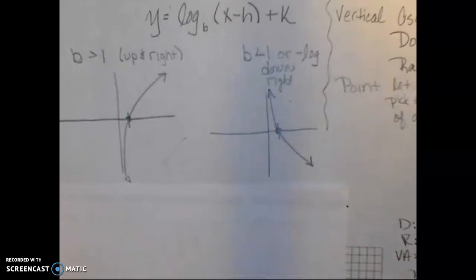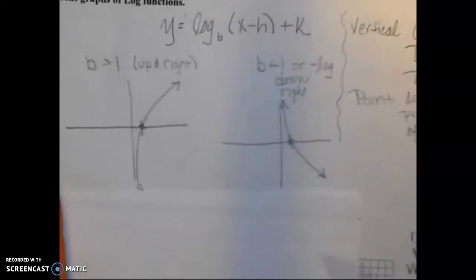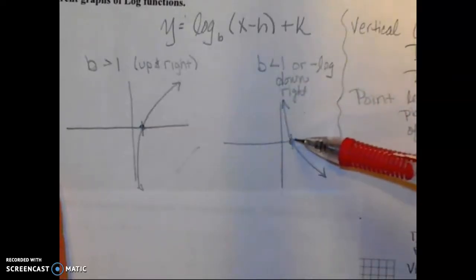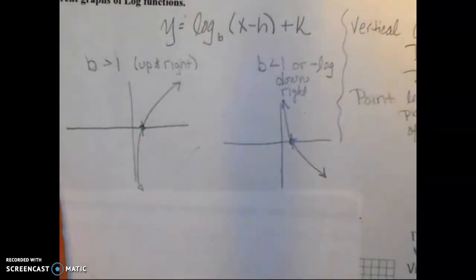For the other graphs, we're going to pick a point to the right of the asymptote. For the parent graphs, the asymptote is at 0, so you go 1 to the right. Once you've written everything down, let's do some examples.